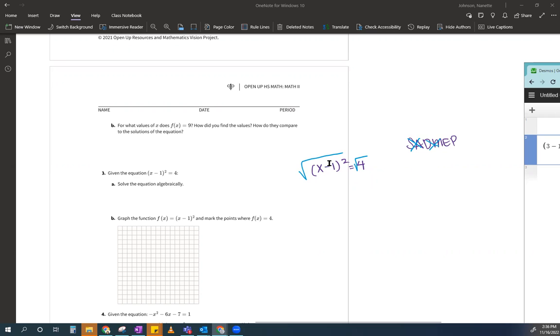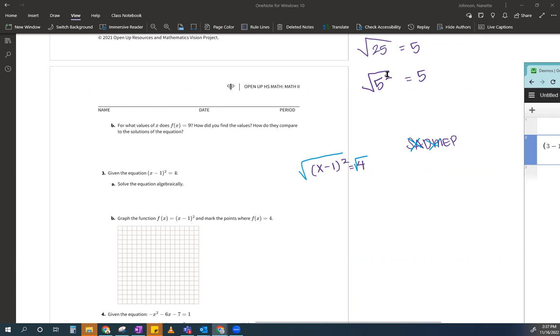Let me just show you that really quickly. It's not a proof, it's just showing you. What's the square root of 25? It's 5, right? Good. What's the square root of 5 squared? It's 5, right? So 5 squared is 25, and the square root of 25 is 5.